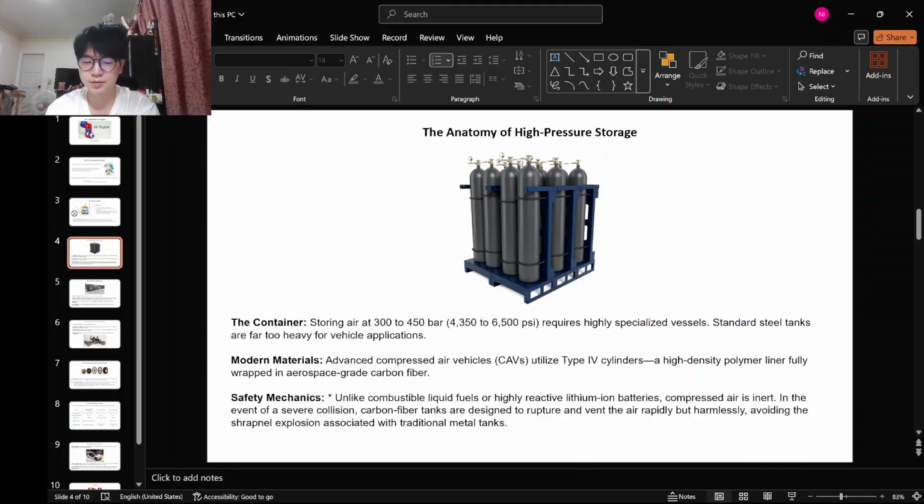Safety mechanics. Unlike combustible liquid fuels or highly reactive lithium-ion batteries, compressed air is inert. In the event of a severe collision, carbon fiber tanks are designed to rupture and vent the air rapidly, but harmlessly, avoiding the shrapnel explosion associated with traditional metal tanks.